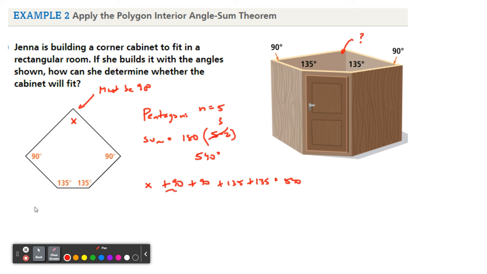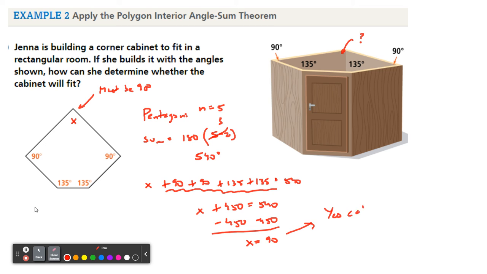Well, there's only one unknown, so combine the angles you know. So this sum is 450. So x plus 450 equals 540. And let's go ahead and subtract 450 from both sides. And x does equal 90. So woohoo! Because that corner angle is 90, this cabinet will fit in the corner. Yes, cabinet fits.